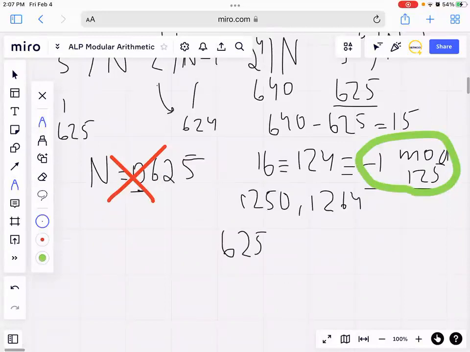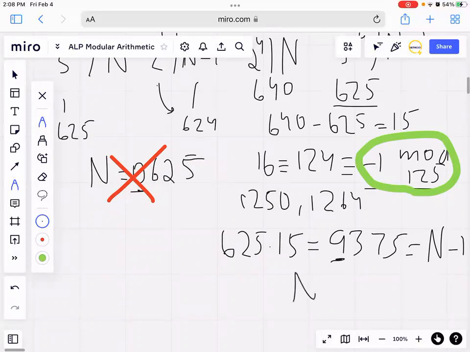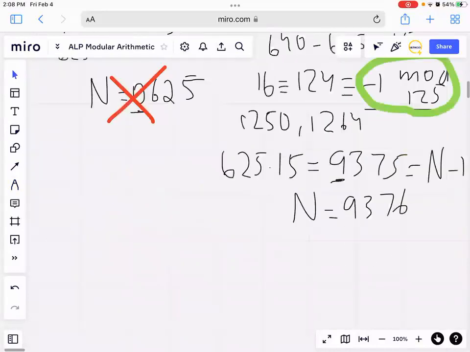625 times 15 equals 9,375, which is n minus 1. And note that here the 9 is non-zero, so this actually works. Since this is n minus 1, n is 9,376. Therefore, our answer is just the first three digits, which is 937.